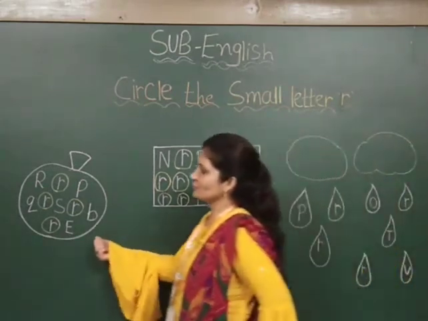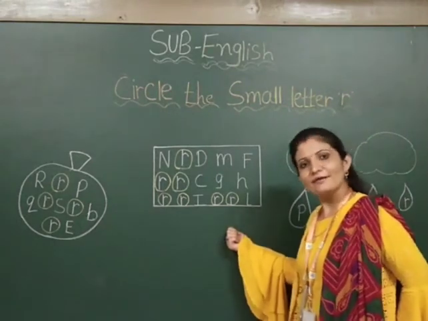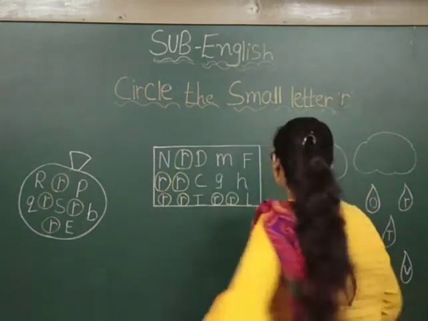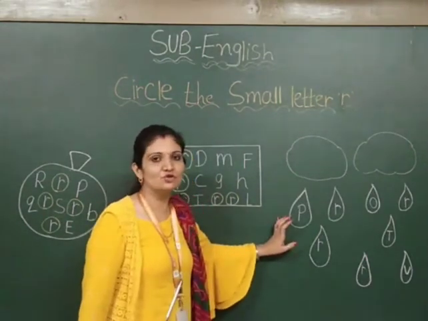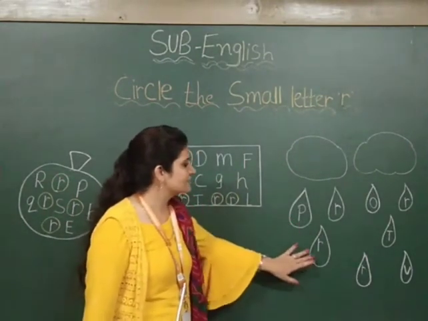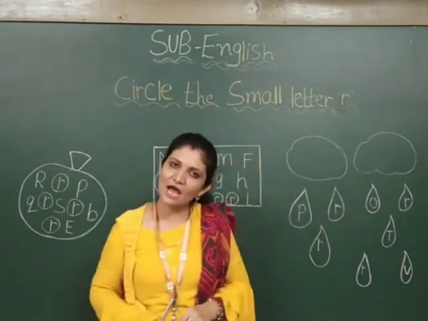Okay. First picture is ring and second picture is R for rectangle. Now we will move towards our next picture. That is raindrops. Okay. What is this? This is raindrops. And what is this? This is cloud.